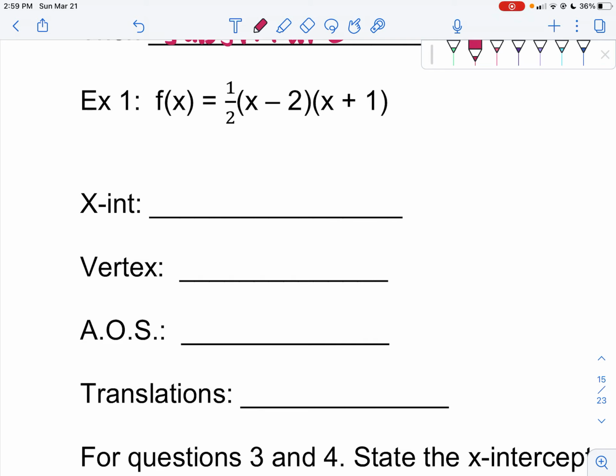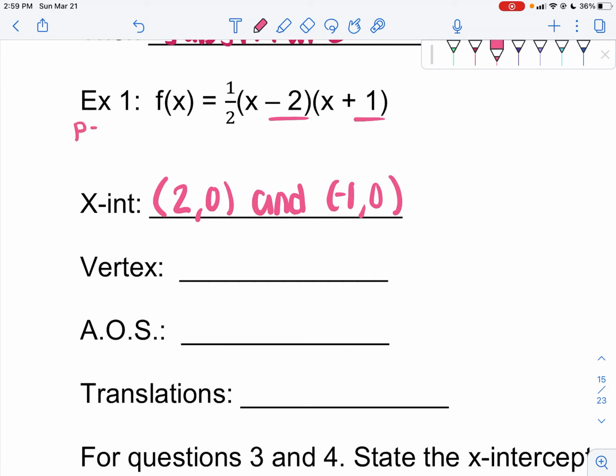So starting with our first example here, we have f of x equals 1/2 times x minus 2 times x plus 1. So the x-intercepts, we look at these values inside the parentheses, and we take the opposite signs since the minus signs are part of the equation. So the first x-intercept here would be (2, 0), and then we would have (-1, 0). So our p value is 2, and our q value is negative 1.